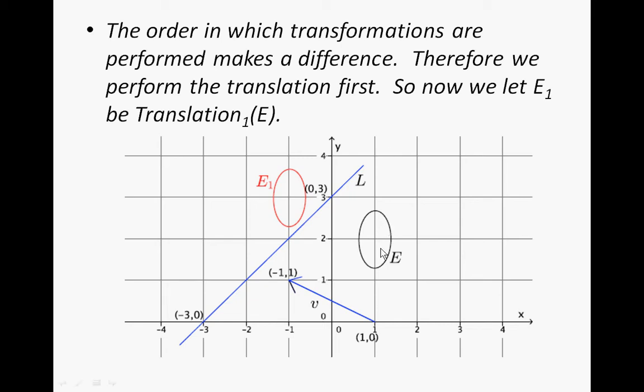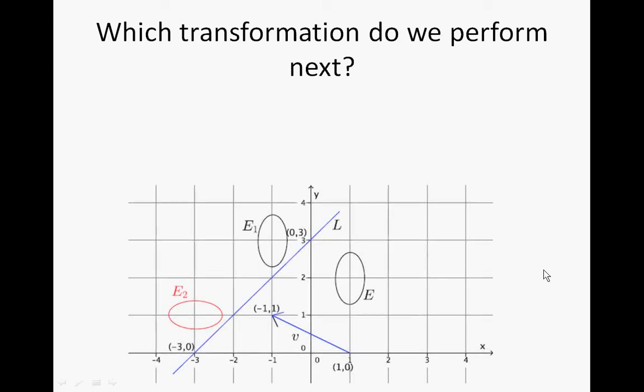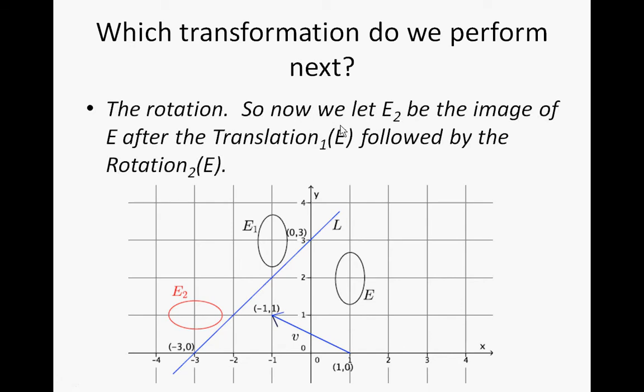So we were asked to translate; if this is lining up with (1, 0), we're going to translate it along a vector using our transparency. When we do that, it should end up somewhere around here, right above the point (-1, 1). So what are we going to do next? We are going to then rotate it. So we need to let E2, so here's E1, this is after the first transformation. E2 is going to be the image of E after the translation followed by a rotation.